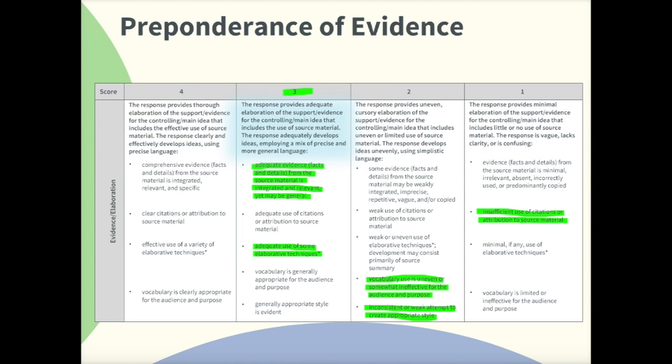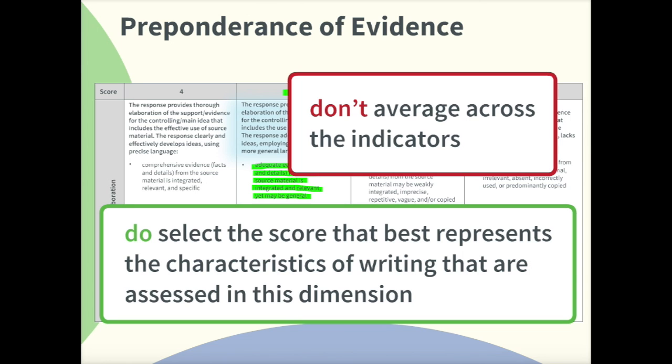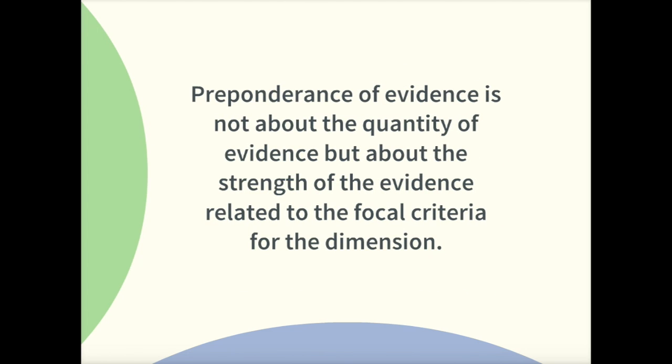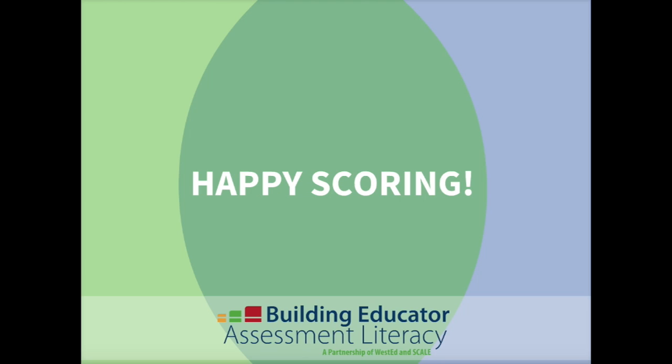Despite weaknesses in vocabulary and style and lack of citations, the use of evidence and source materials, as well as elaborative techniques, outweigh those weaknesses to arrive at an overall score of 3. We don't average across the indicators to arrive at a score of 2. Instead, we select the score that best represents the characteristics of writing that are assessed in this dimension. Preponderance of evidence is not about the quantity of evidence, but about the strength of the evidence related to the focal criteria for the dimension. This concludes the video on gathering evidence and scoring using the Smarter Balanced Full Write rubrics.